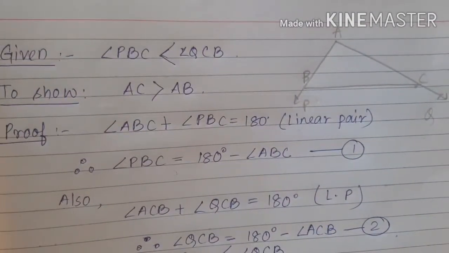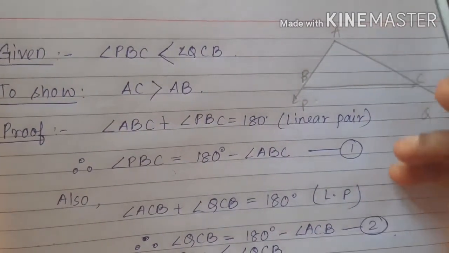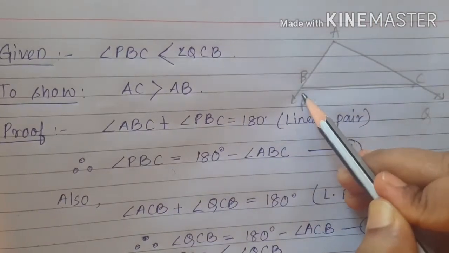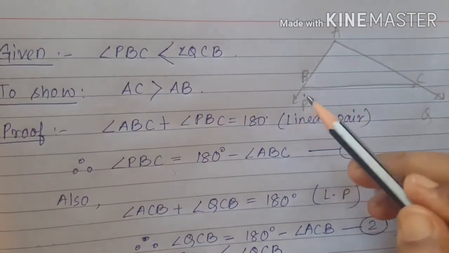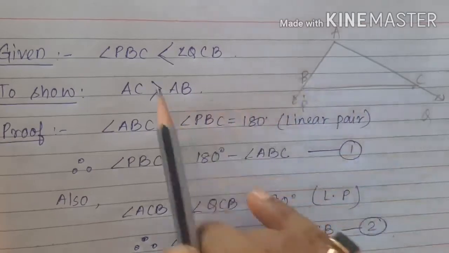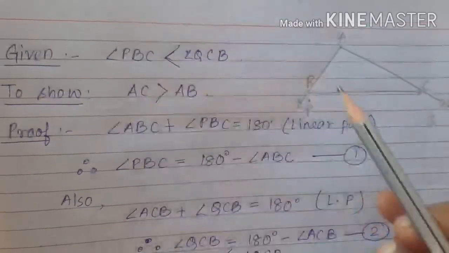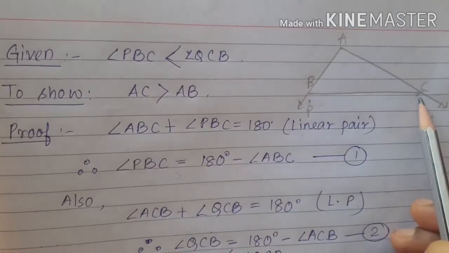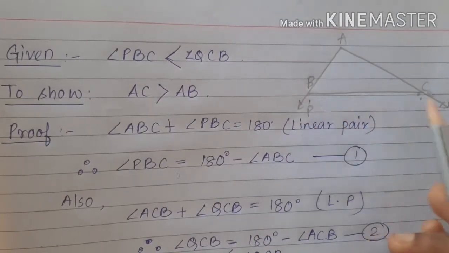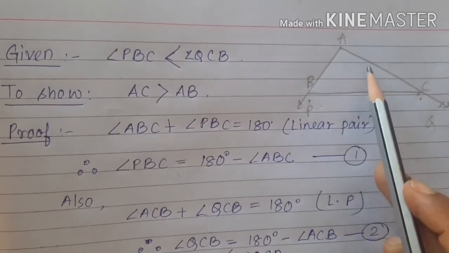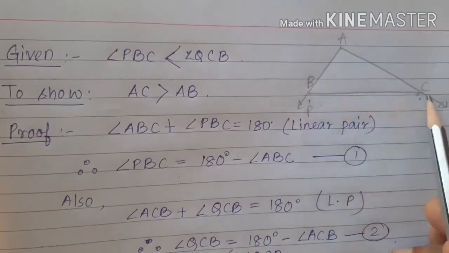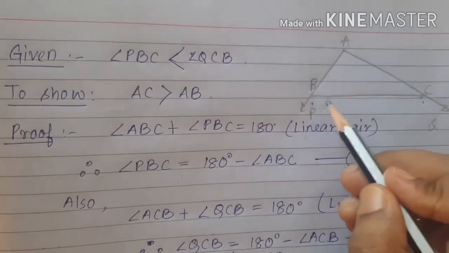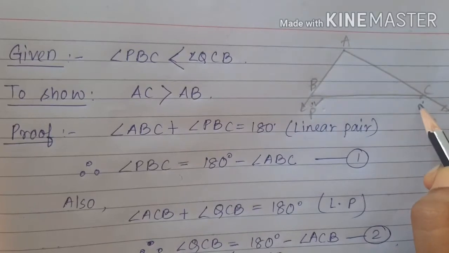Next is question number 2. What is given? It is given that angle PBC is smaller than angle QCB. The diagram is already given in your book. This angle is the exterior angle of this triangle ABC, so there is a relation between these two angles. And the relation is that it is given that this is smaller than this one.